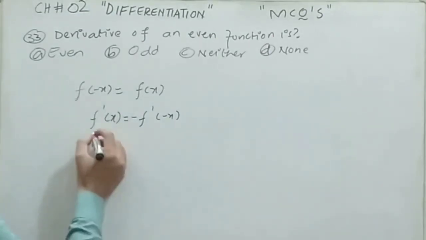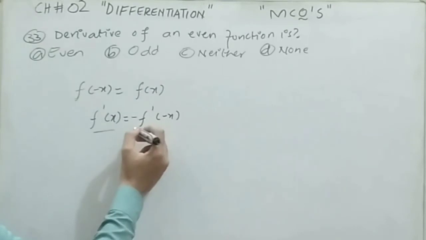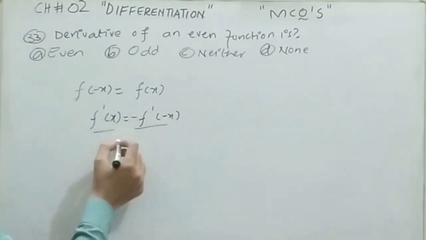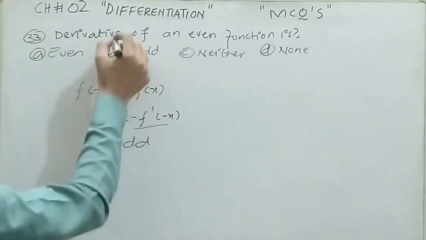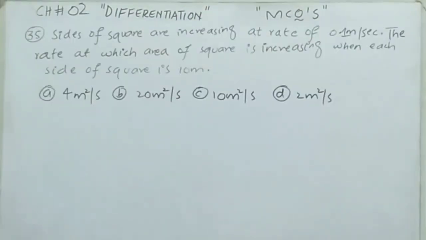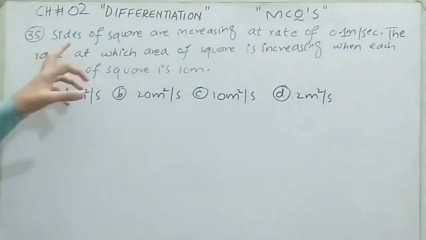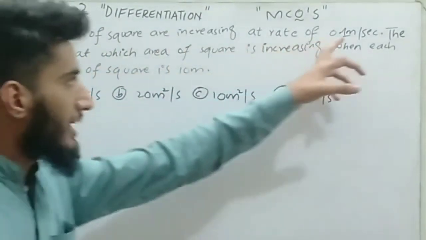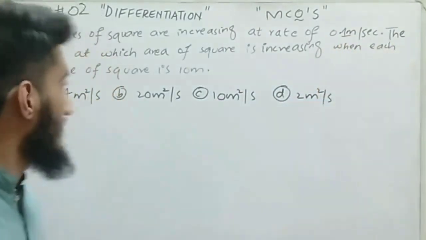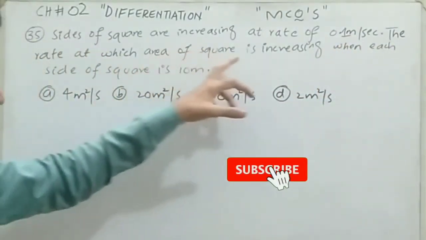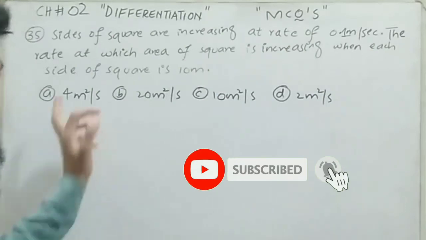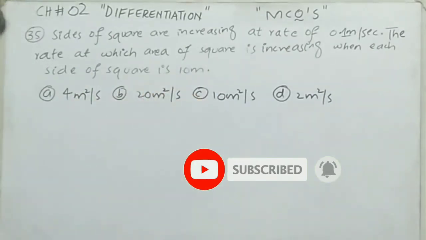So remember, when the original function gives us the negative of the original function, then the function will be r. So the result in this case is option B. Now move toward MCQ number 35. It tells that the sides of a square are increasing at the rate of 0.1 meter per second. Find the rate at which the area of the square is increasing when each side of the square is 10 meters.